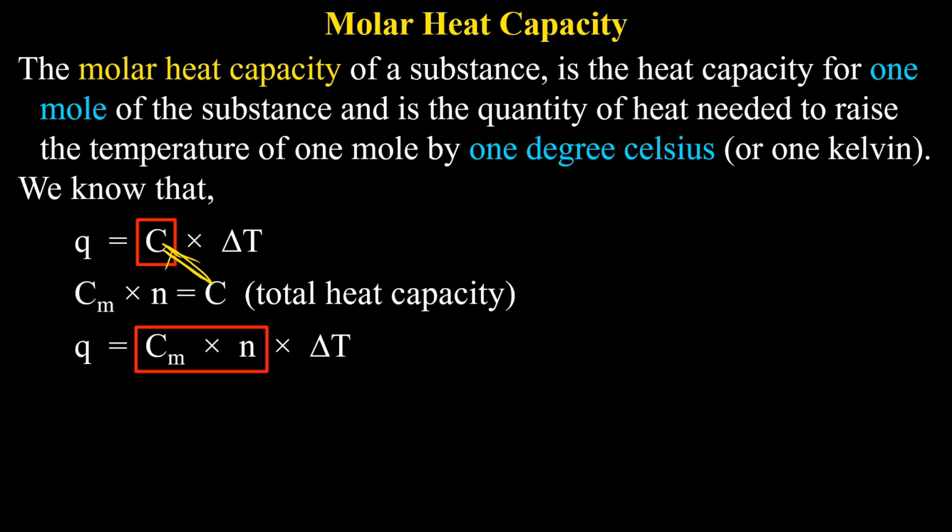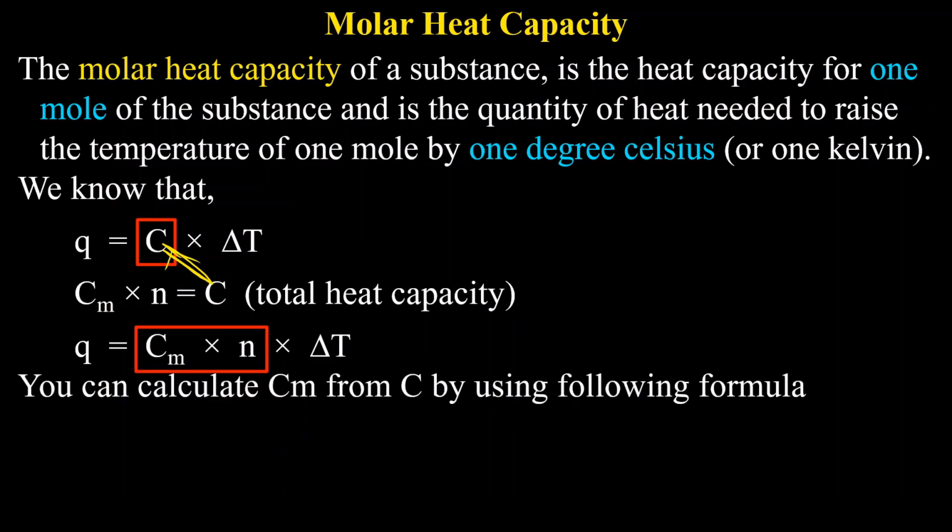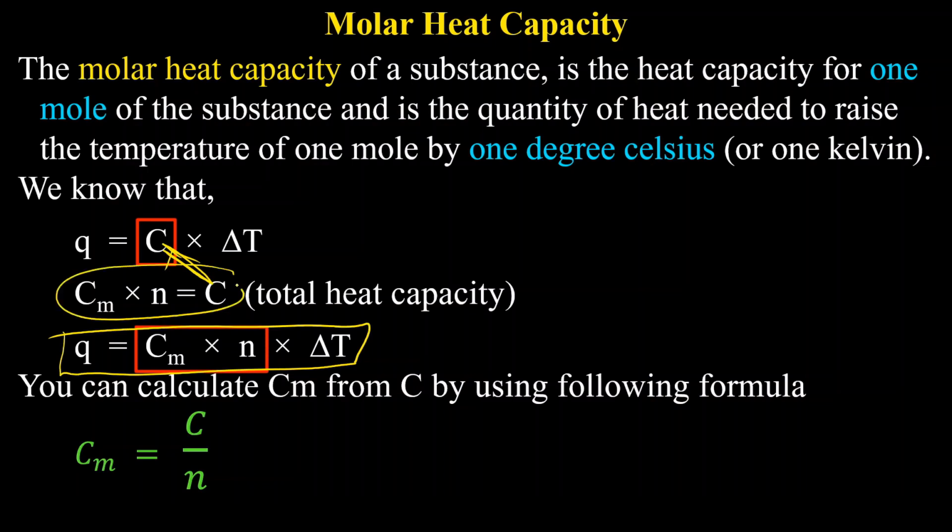This is an important formula. You need to memorize. Again, this one is an important formula. From here, Cm into n equals C. You get molar heat capacity in terms of total heat capacity. So if total heat capacity is given, just divide by the number of moles, and you will get molar heat capacity. Simple formulas and relationships you need to memorize, and you will get the numericals done very quickly.